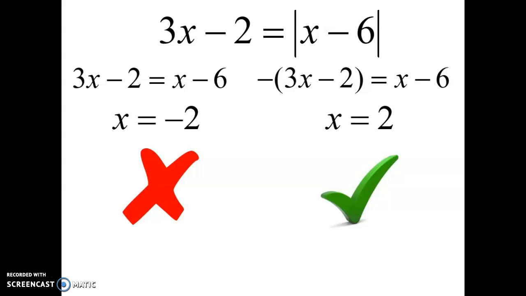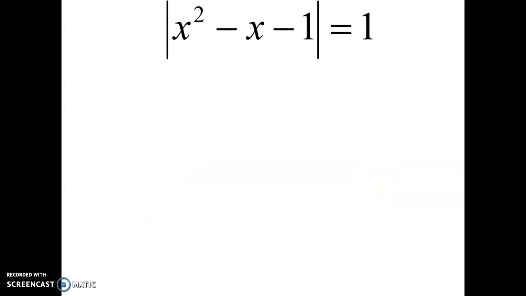All right. Now with absolute value equations, we can get a little more complicated. So we're going to look at a quadratic absolute value equation. Okay. The same rules apply. It just has more stuff.